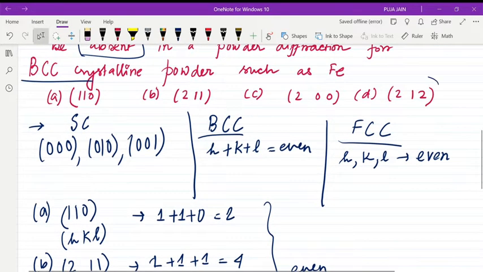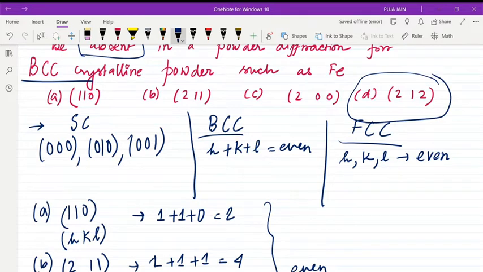So this option D is not allowed. Okay, the basic trick which you need to know is that H plus K plus L, this value must be even for BCC, and H, K, L individually, these three values must be even for FCC. Okay. And now there will be a question in your mind, why?